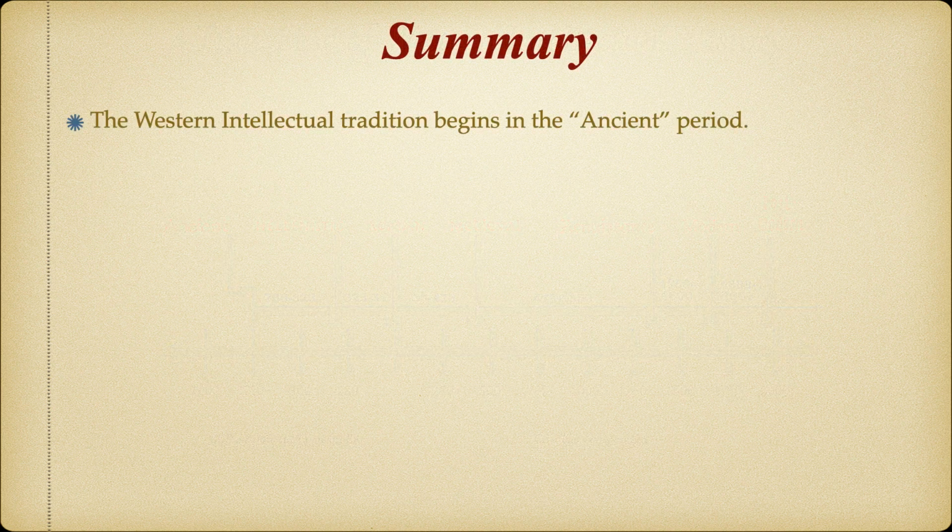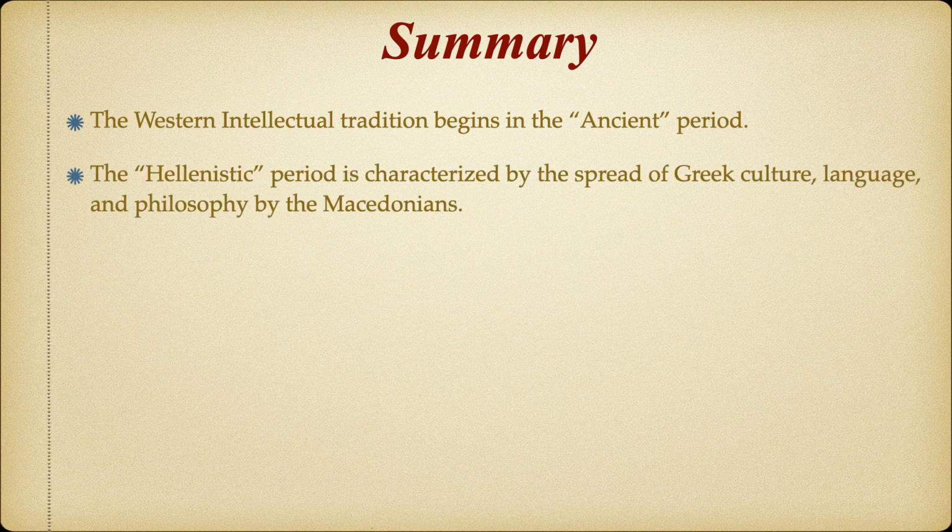To summarize what we've covered in this video, the Western intellectual tradition begins in what we call the Ancient Period. This encompasses the birth, rise, and fall of the Greek intellectual tradition, which marks, as we'll see in more detail in the next video, the beginning of the shift from a mythological worldview toward a rational one. The Hellenistic period marks the spread of Greek ideas throughout the Near East, thanks to the cultural imperialism of the Macedonians, who were so enthralled with the Greek culture that they had appropriated. They wanted to make sure everyone adopted it as well.